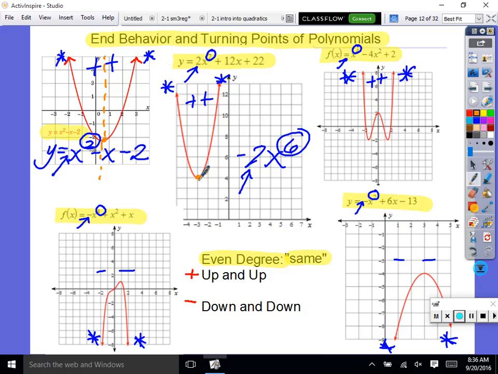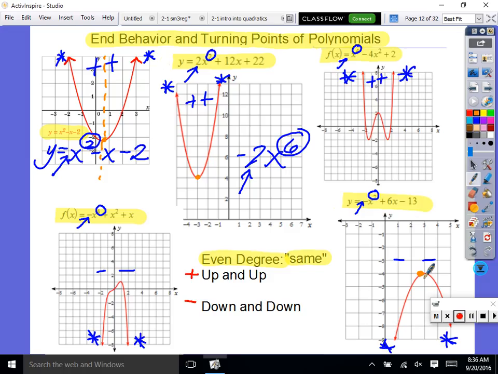Notice, degree 2 is a quadratic. It had one turning point. That's one less than the degree. 1 is 1 less than 2, correct? So the number of turning points a quadratic had was 1 less than the degree. Do you understand what I'm saying? Okay, so look at this. It's a quadratic. It had one turning point, and that's degree 2. 1 less than that is 1. We had one turning point.